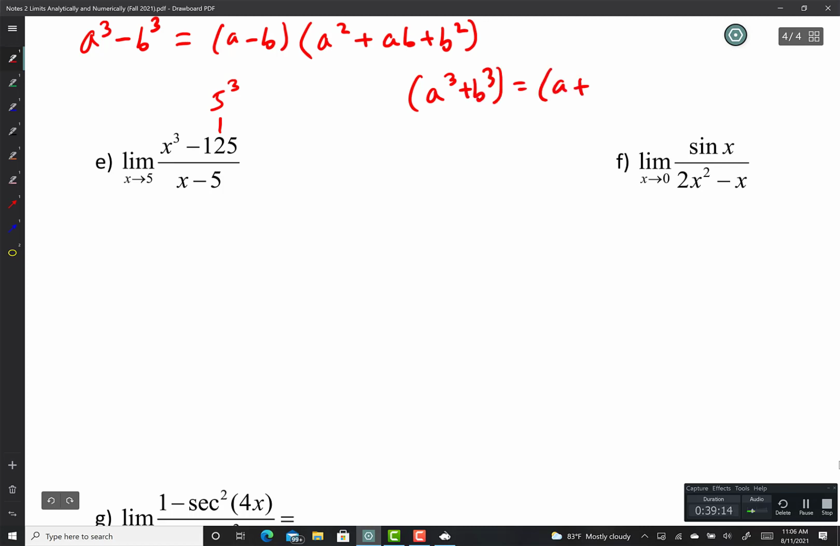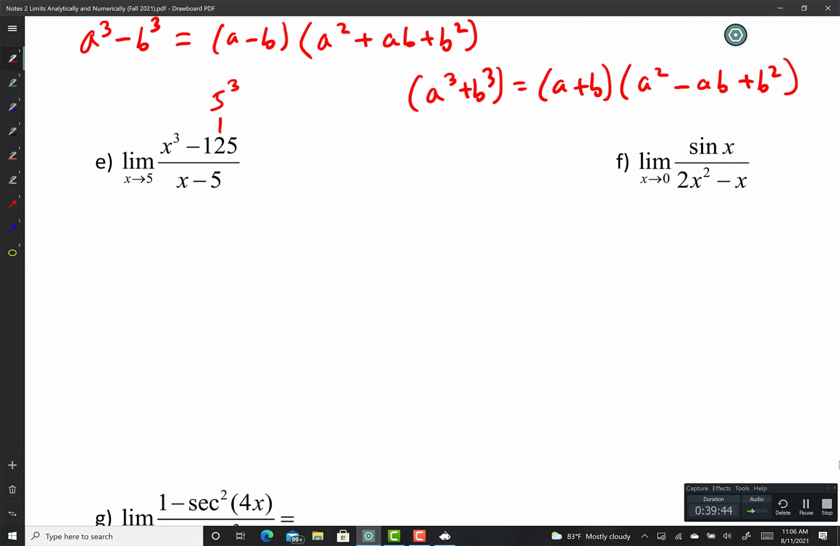A plus B, A squared minus AB plus B squared. The bottom one is the sum of cubes. The top one is the difference of cubes. Are these similar to difference of squares that we should just memorize? Well, if you know Pascal's triangle, you can do it that way, or just know them.